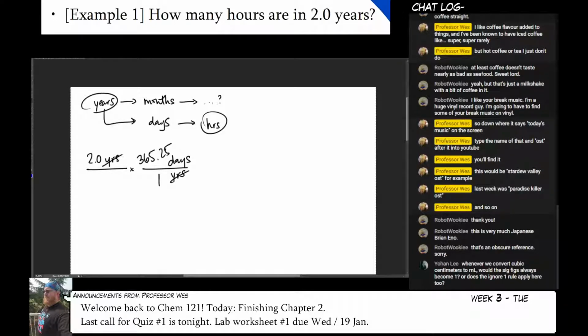So now that I've turned years into days, this is how many days would be in a year if I hit equal right here. But I don't want days, I want hours. So I'm going to say days, hours. And how many hours are in a day? 24.